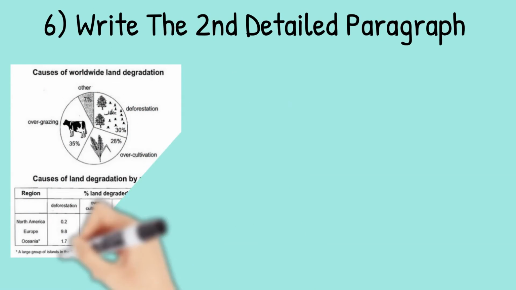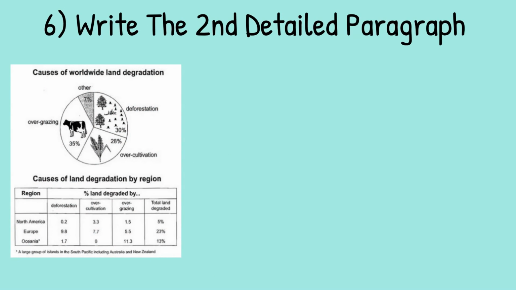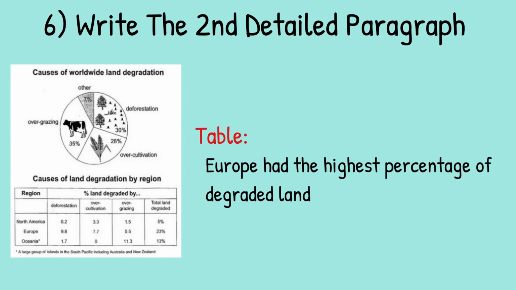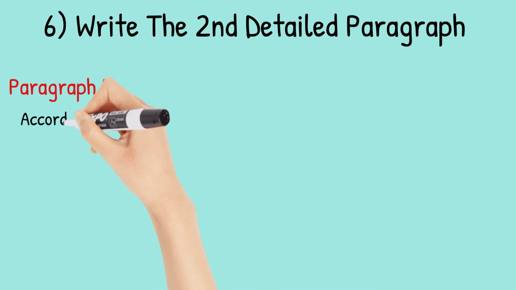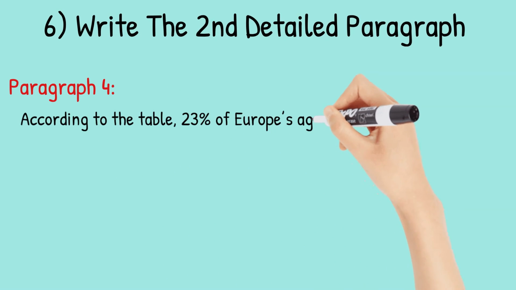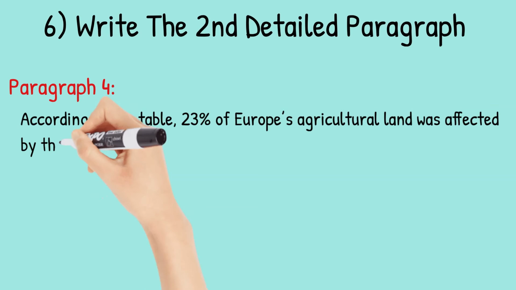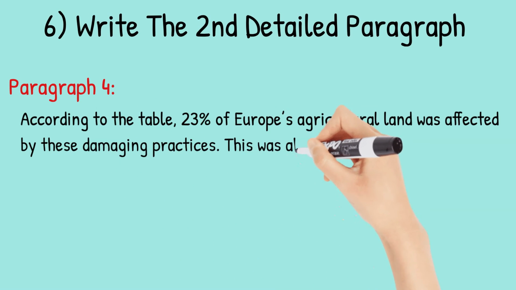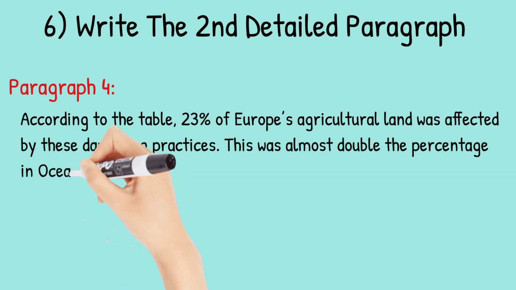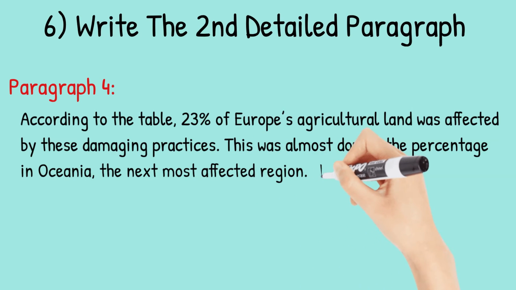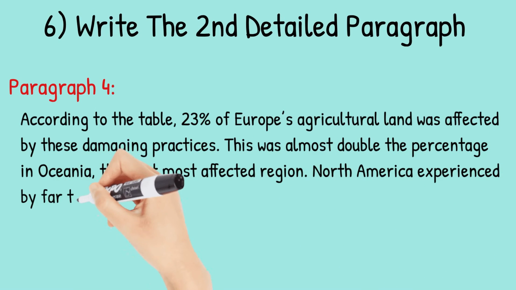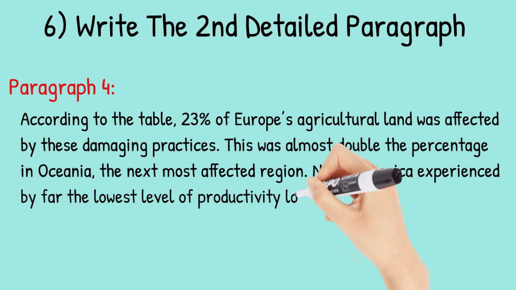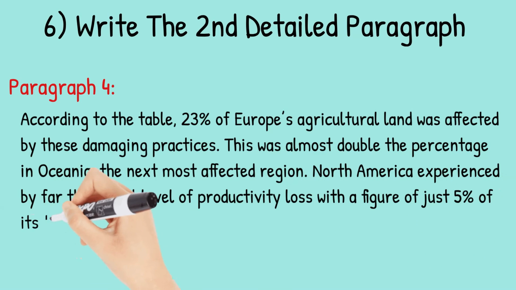For the fourth and final paragraph, you do the same thing for your second key feature. For table, Europe had the highest percentage of degraded land. Here's an example of what you could write for paragraph 4. According to the table, 23% of Europe's agricultural land was affected by these damaging practices. This was almost double the percentage in Oceania, the next most affected region. North America experienced by far the lowest level of productivity loss with a figure of just 5% of its total agricultural land.